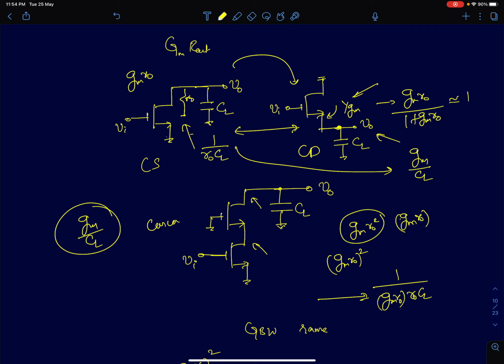So I took a familiar example to show that we have already discussed this in the previous lectures. So this is not something new for us, that we can extend the bandwidth. If you see, among the three amplifiers, common drain amplifier has the highest bandwidth, but it also has the lowest gain. So we are trading gain for bandwidth, and this is something we were already aware of.